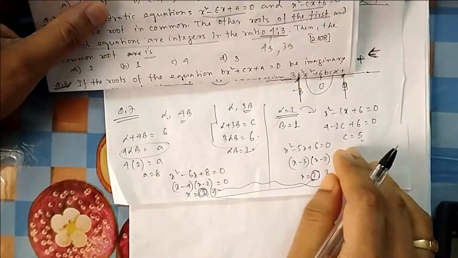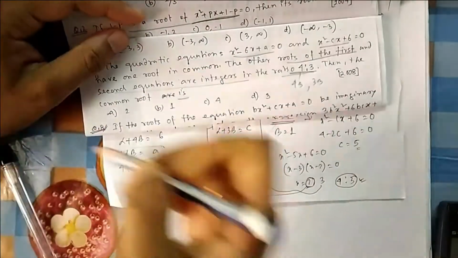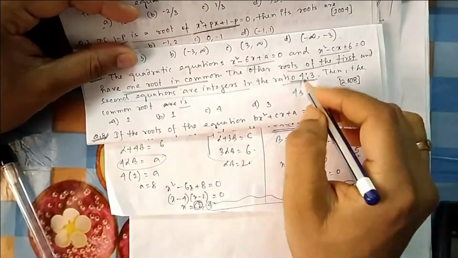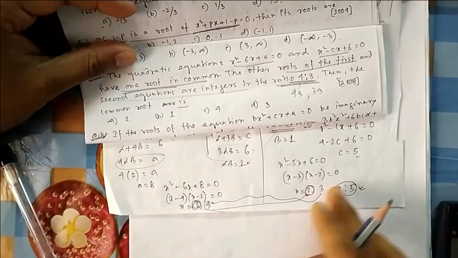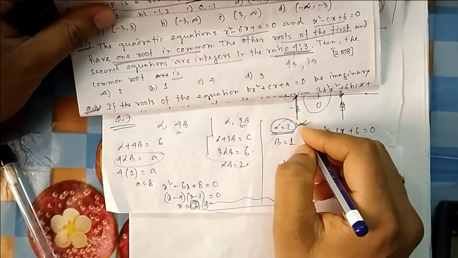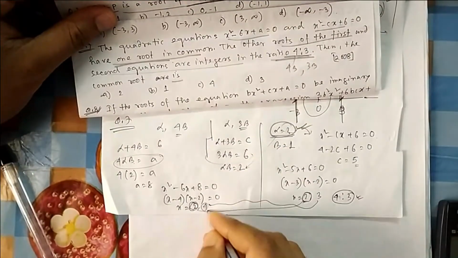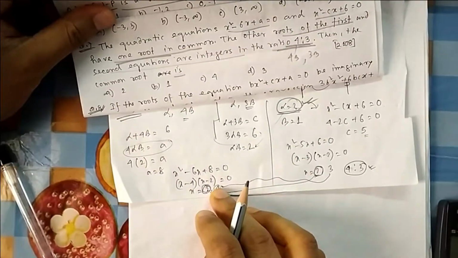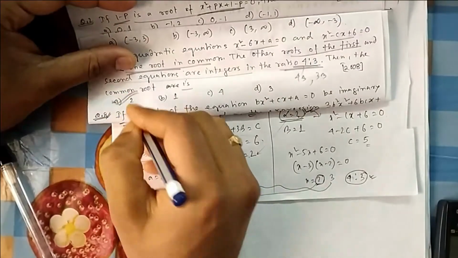4:3. So that also satisfies. So there are two conditions: I have one common root, and the other root should be 4:3. So both the conditions are satisfied. That means whatever alpha we have chosen out of these, that is my correct alpha. If it is not correct, then I should have gone for alpha equal to 4. So obviously 2 is my correct alpha.